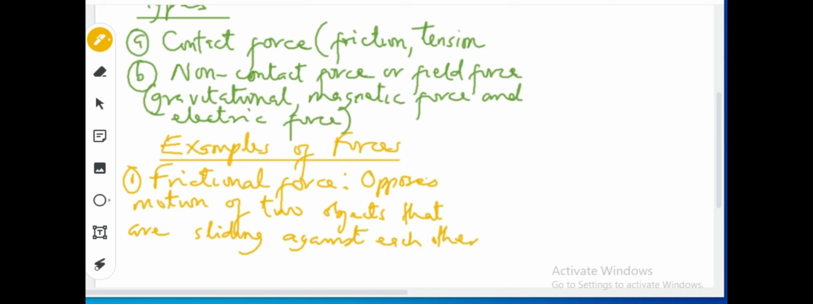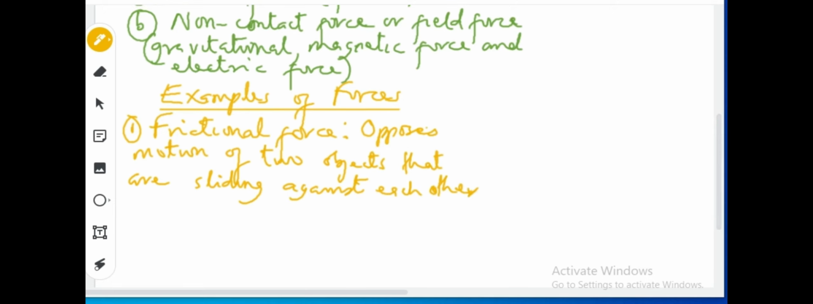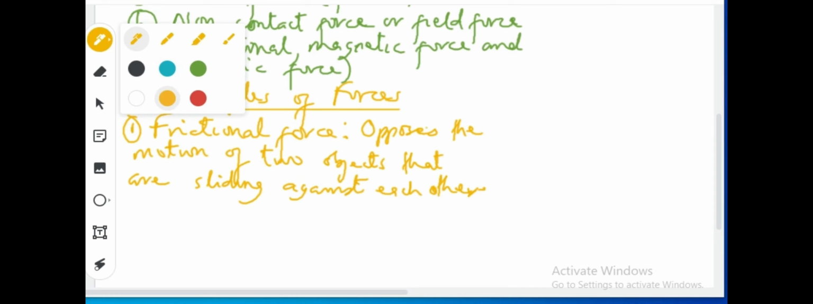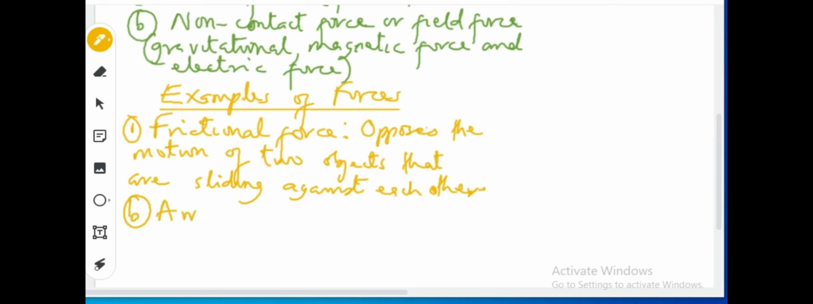All right, that's frictional force, and it always acts in the opposite direction to the motion, because it opposes the motion. It acts in the opposite direction to the motion of two objects that are sliding against each other. Now, air resistance is frictional force that acts in air. Air resistance is frictional force in air.